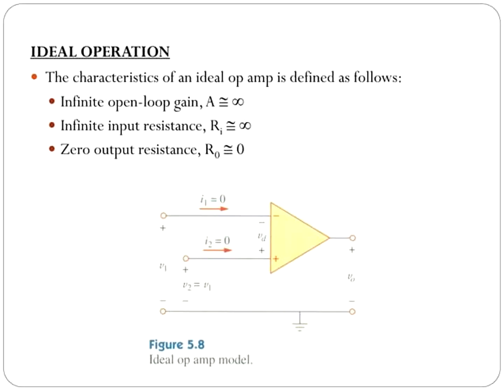Similarly, these are the characteristics of the ideal op-amp or ideal operational amplifier. The first main characteristic is infinite open loop gain. So in an ideal operational amplifier, the gain will be infinite, and similarly the input resistance will also be maximum, that is, infinite, and the output resistance will be approximately equal to 0 in this ideal operational amplifier.